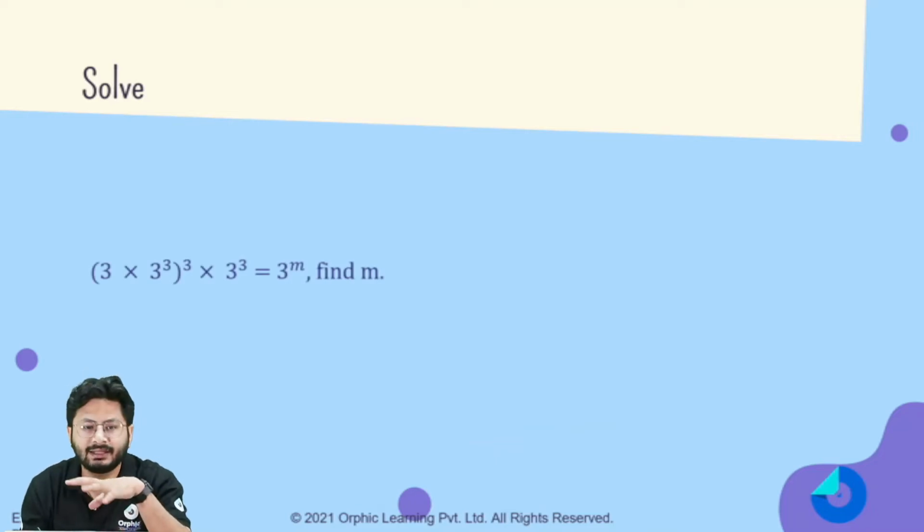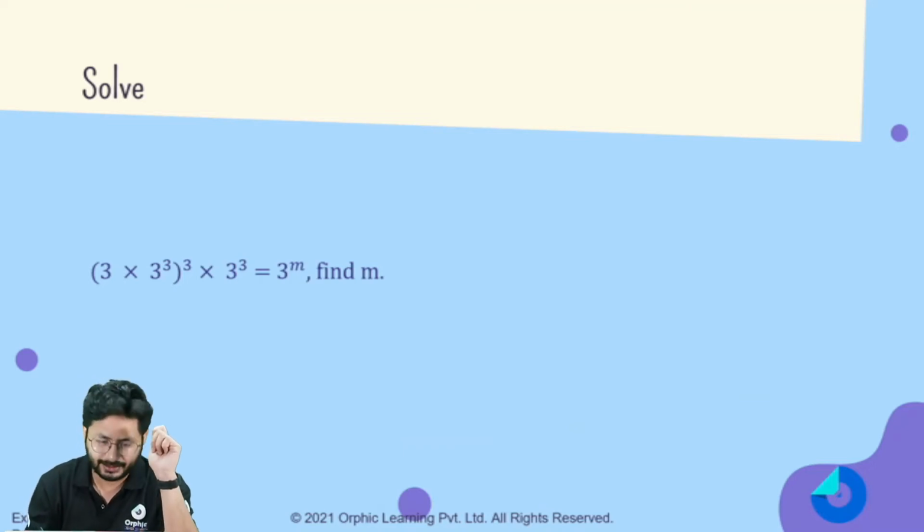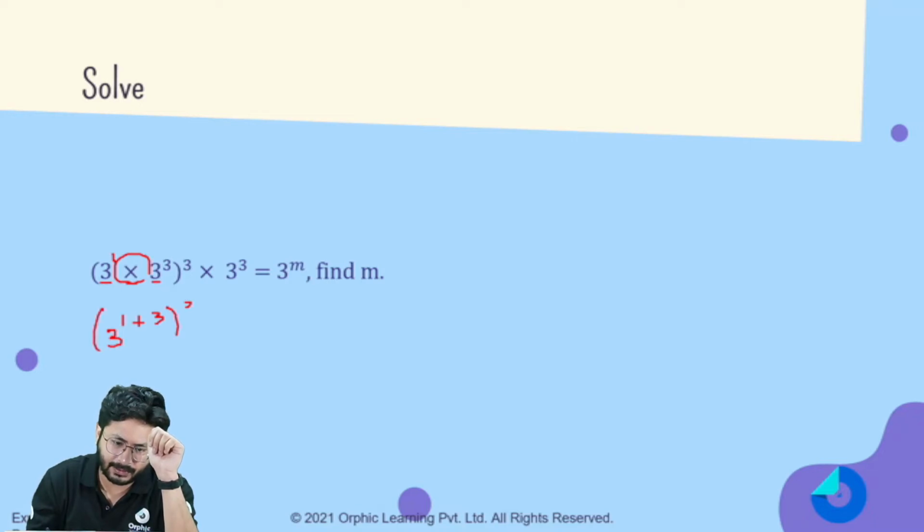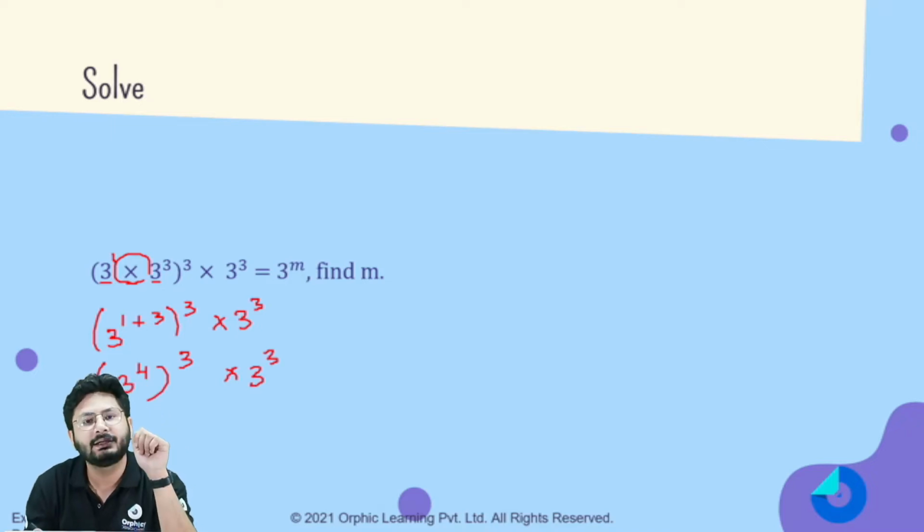So 3 into 3 to the power 3 whole to the power 3 into 3 to the power 3. Okay, let's solve it. So first of all, this is 3 to the power 1 into 3 to the power 3. So we'll apply the first law of exponent, right? First law of exponent. So the bases are same, multiplication का sign है. So what we'll do? It will become 3 to the power 1 plus 3 whole to the power 3 multiplied by 3 to the power 3. Now 3 to the power 4 whole to the power 3 multiplied by 3 to the power 3.